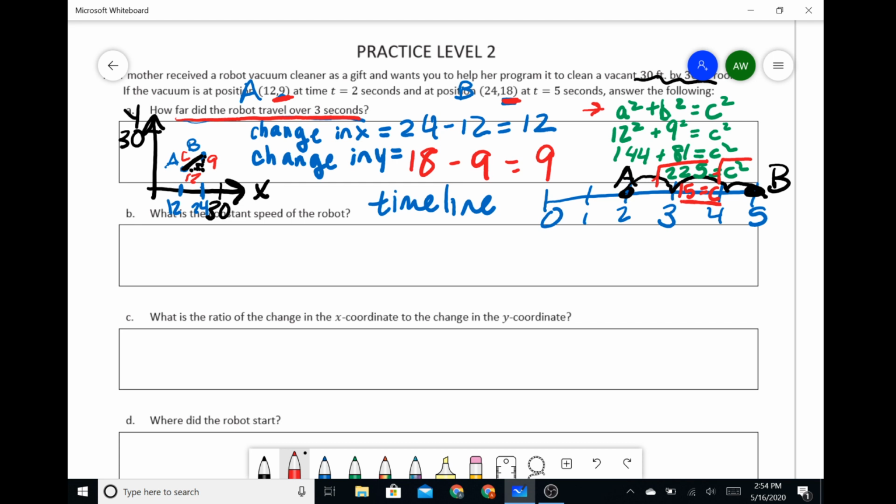So the answer to the question, how far did the robot travel, is 15 feet. The way we found that was we plotted our points. We figured out that the change in x and the change in y were 12 and 9. And then we used those answers to do the Pythagorean theorem.